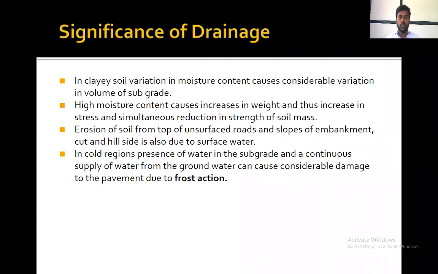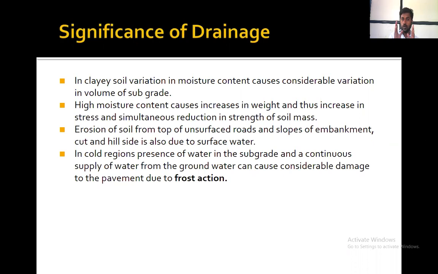High moisture content causes an increase in the weight and thus an increase in the stress, with a simultaneous reduction in the strength of the soil. If the moisture content increases, the weight and the stress increase, and the strength of that soil gets reduced due to the presence of water. Erosion of soil can also occur from the top surface of roads, and on the slopes of embankments, cuts and hillsides, due to surface water.